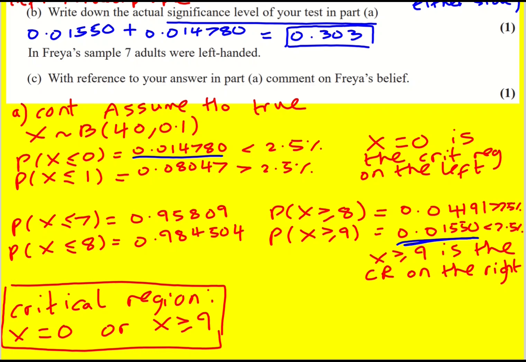And finally, in Freya's sample, 7 adults were left-handed. With reference to our answer in A, comment on Freya's belief. So I wrote down that 7 is in the acceptance region, or you could say it's not in the critical region.